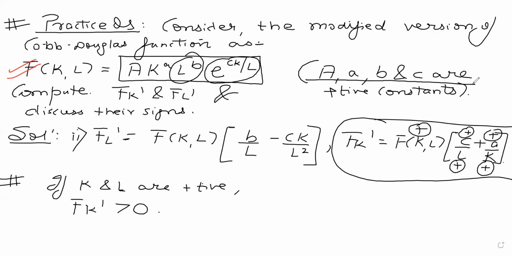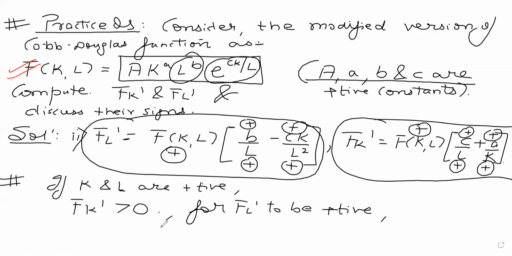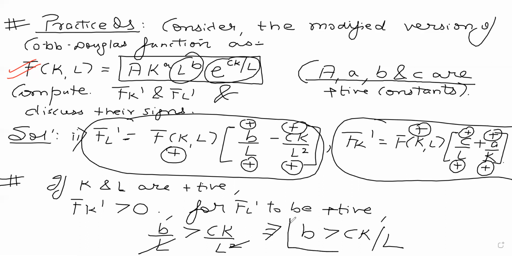But look at FL dash. If you look at FL dash, FKL is positive. Individually, L is also positive. B and C are also positive. But I can say for FL dash to be positive, B by L should be greater than CK by L square. So L cancels with the power. So what do we get? This implies B should be greater than CK by L. So this is the condition we get for FL dash to be positive.